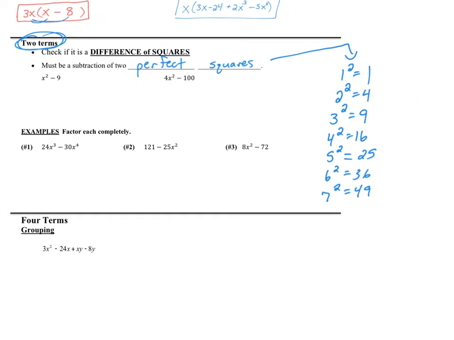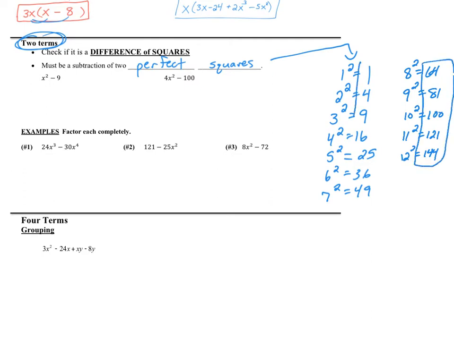Okay, I'm going to go off to the side. 8 squared is 64. 9 squared is 81. 10 squared is 100. 11 squared is 121. And we can keep going on and on and on. I'm going to stop at 12 just because that's probably high enough. I mean, you might have problems with bigger numbers than that, but your perfect squares are these numbers here.